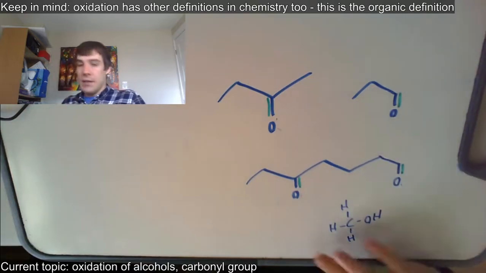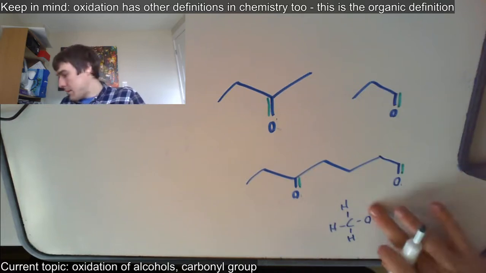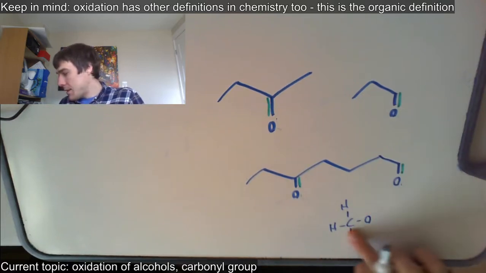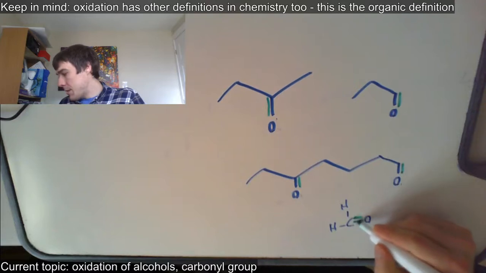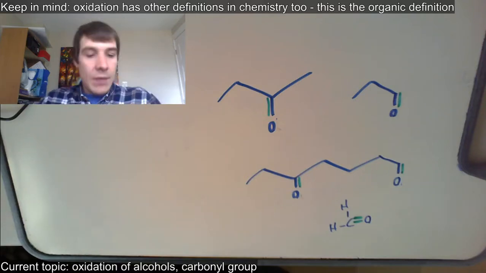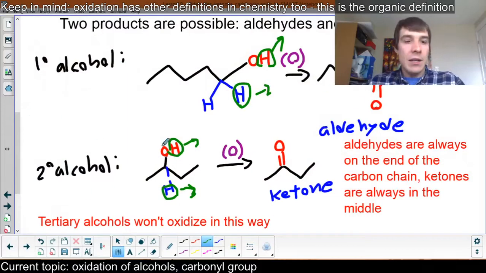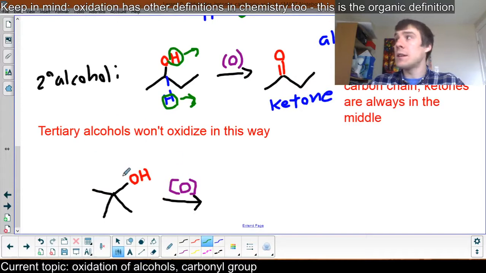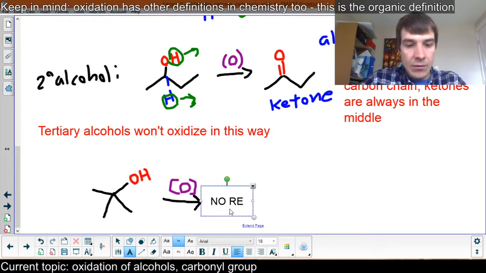Here we have methanol, right? You would take away the hydrogen, take away this hydrogen, and make a double bond. And you end up with what we call formaldehyde. One thing too that's very, very important is that tertiary alcohols won't oxidize in this way. There's no reaction. This doesn't happen, right? No reaction.